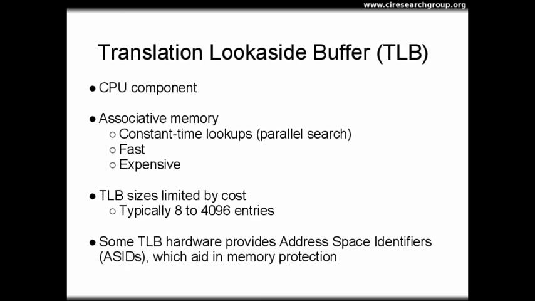The solution for eliminating the double memory access issue is to add a component to the CPU called the Translation Look-Aside Buffer, or TLB, which stores some page-to-frame mappings. Some TLBs also provide room for address space identifiers, which aid in implementing memory protection. The TLB is a piece of associative memory, meaning that it can perform rapid, parallel searches, resulting in constant time lookups for page translation. This memory is exceptionally fast, meaning that it is also quite expensive. As a result, TLB sizes are typically limited from 8 to 4096 entries.